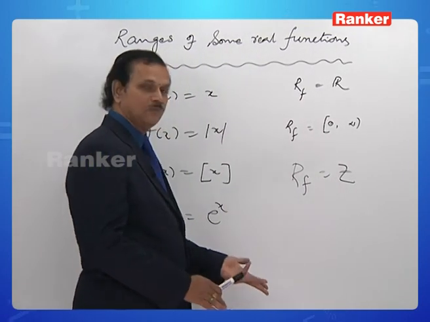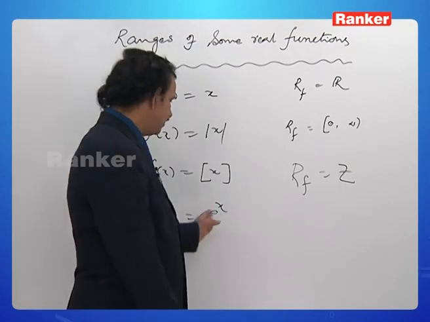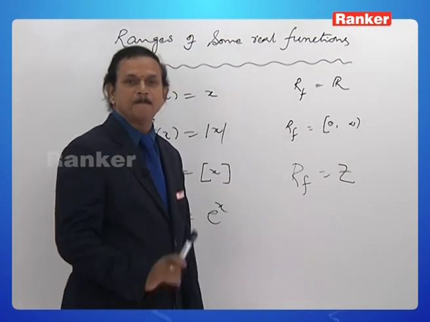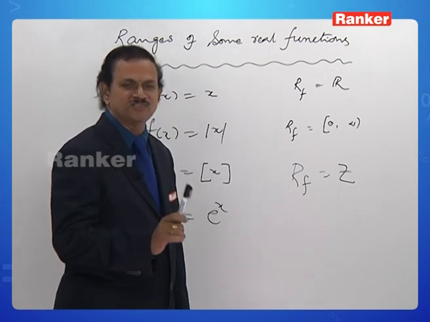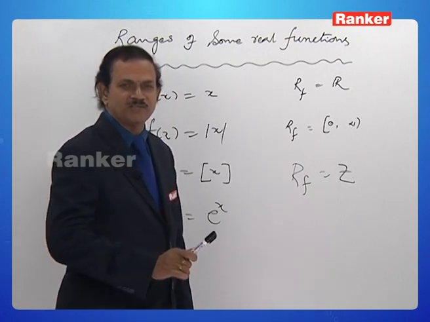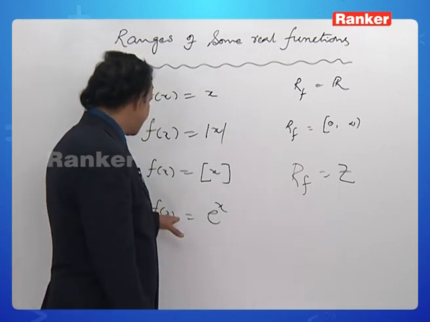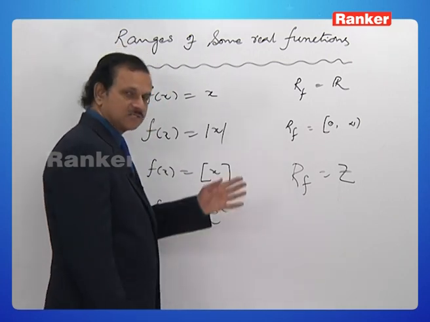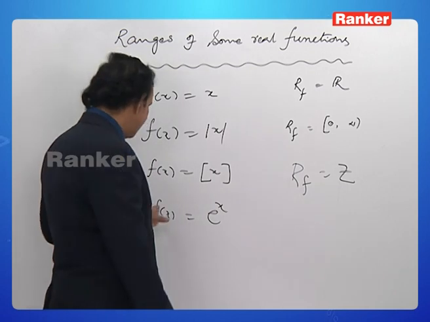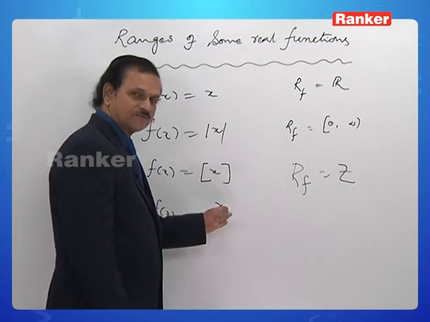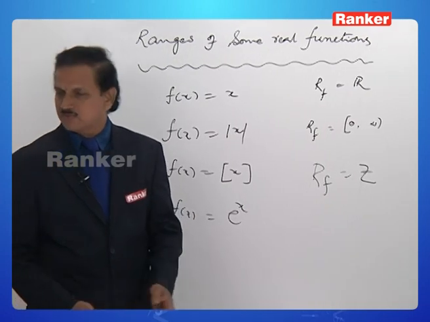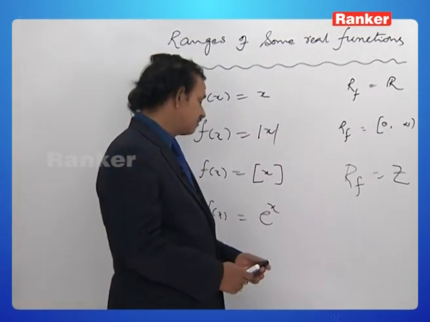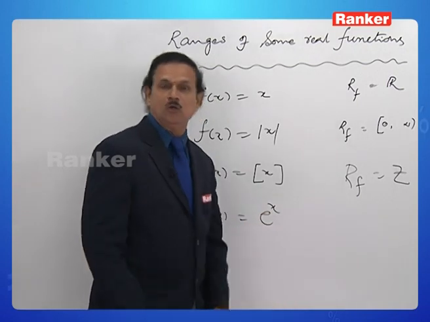We know and we believe that e power x is always positive or non-negative. Absolutely positive, strictly positive. Even if you give negative values to x, e power x is always positive. What is f of minus 2? E power minus 2. What is e power minus 2? 1 by e square. What is 1 by e square? Strictly positive. No question of getting 0 also.